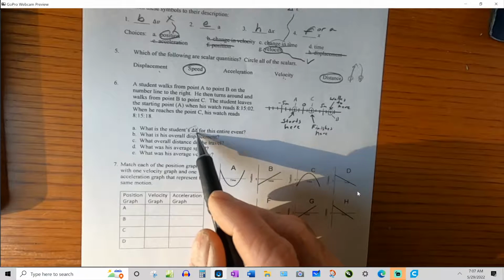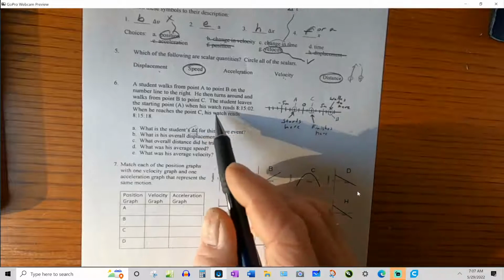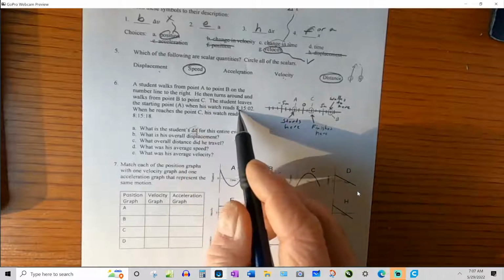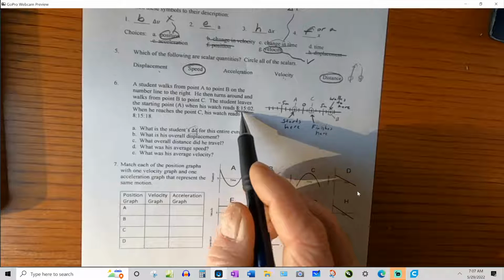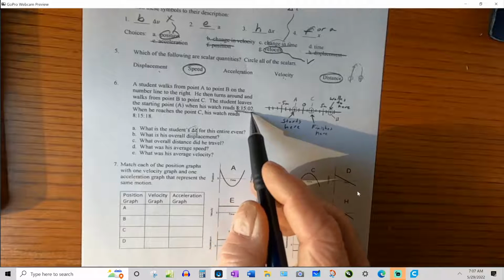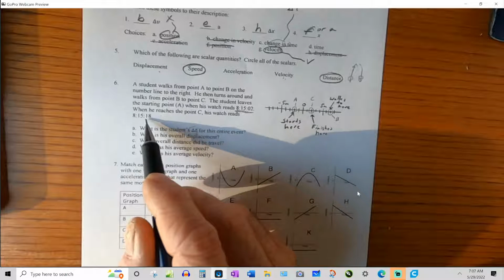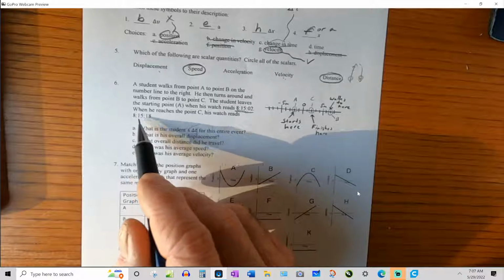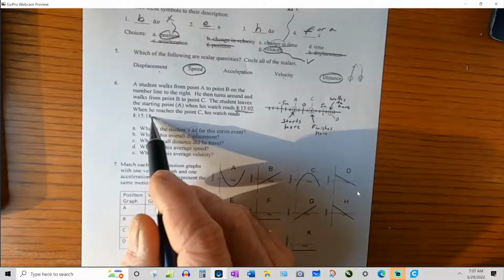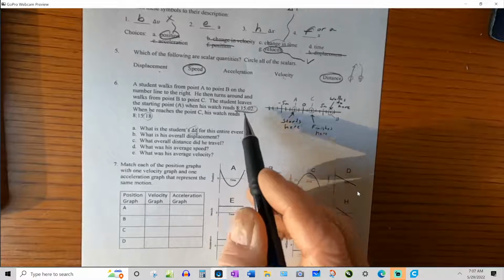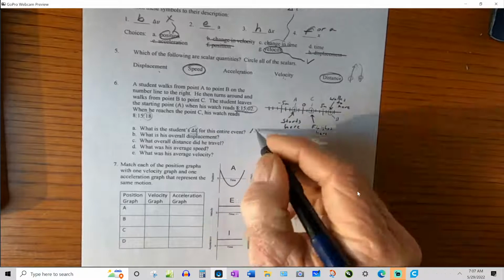What's delta T? Delta T is the time that went by. So it says when the student leaves A, the watch reads 8 o'clock, 15 minutes, 2 seconds. And when he reaches C, it's 8 o'clock, 15 minutes, 18 seconds. So 18 minus 2 is 16. This was a 16-second event.